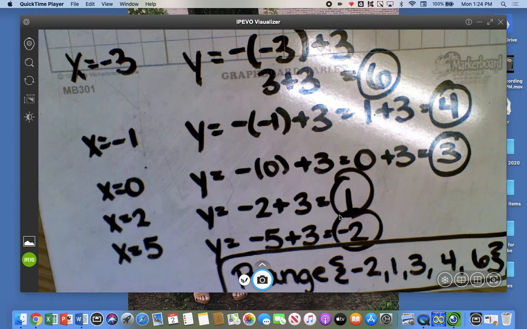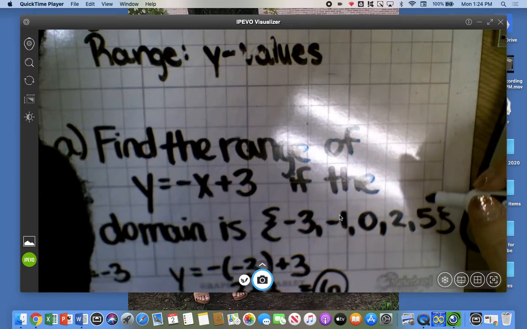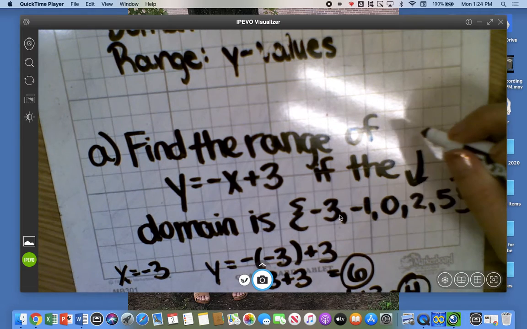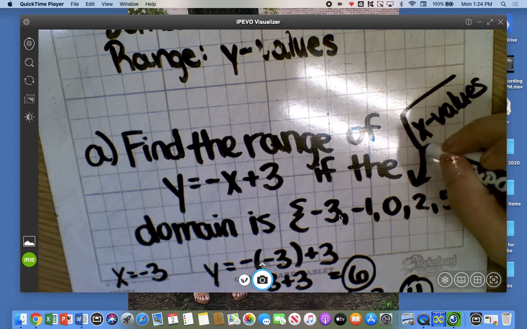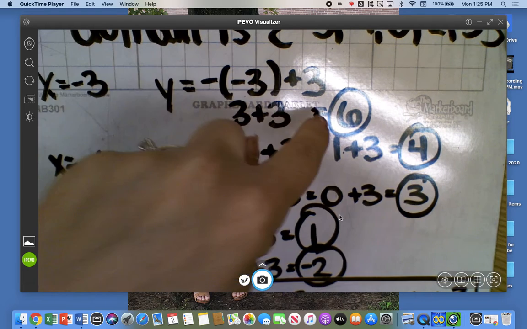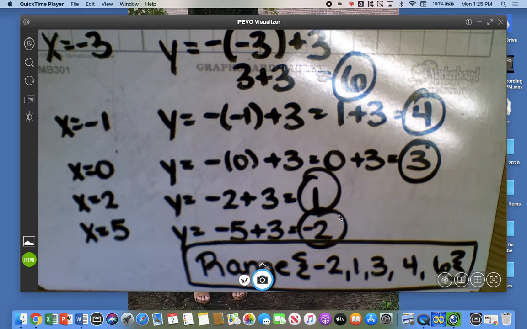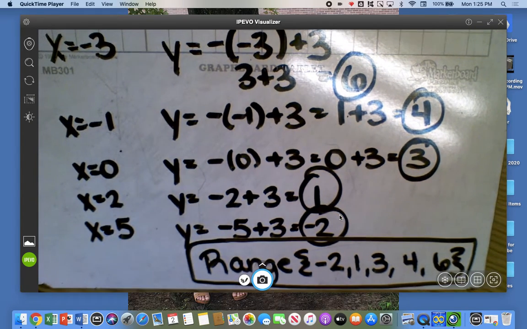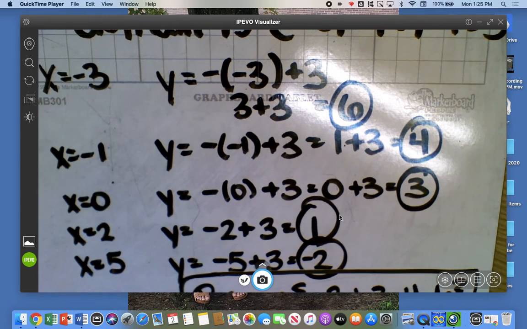Anytime you are given a set, you are just going to take these in. I'm going to go back up to the original question. These are the x values that we plug in. So we plug each one into the equation for x. We get numbers, follow order of operations always, and then at the very end we write them as a set from least to greatest, and those would be our y values. So that's the first type of problem that is new for today.